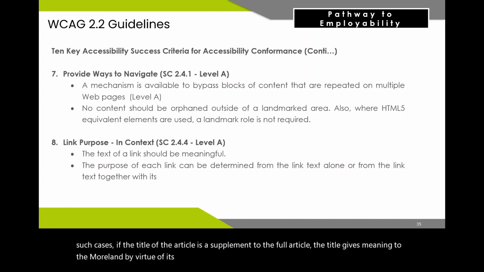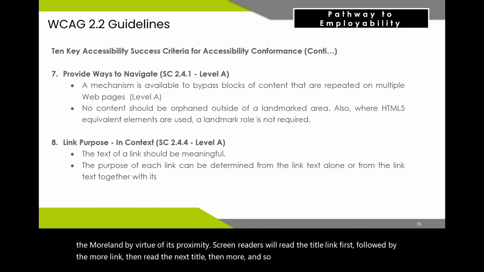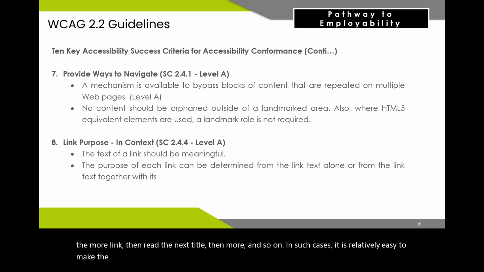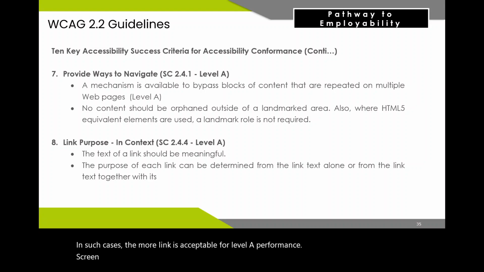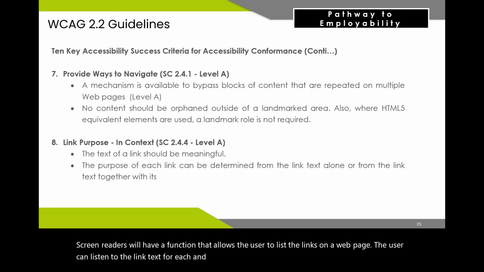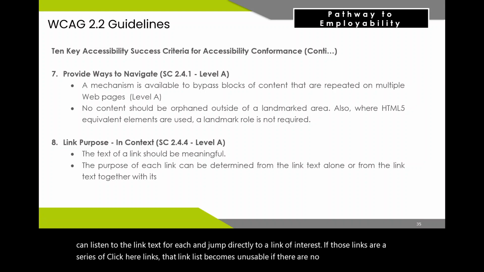Screen readers will read the title link first followed by the more link, then read the next title then more, and so on. In such cases it is relatively easy to make the connection between the article title and the otherwise meaningless more link. In such cases the more link is acceptable for Level A conformance. Screen readers will have a function that allows a user to list the links on a web page. The user can listen to the link text for each and jump directly to a link of interest. If those links are a series of click here links, that link list becomes unusable if there are no surrounding links present to add meaning.